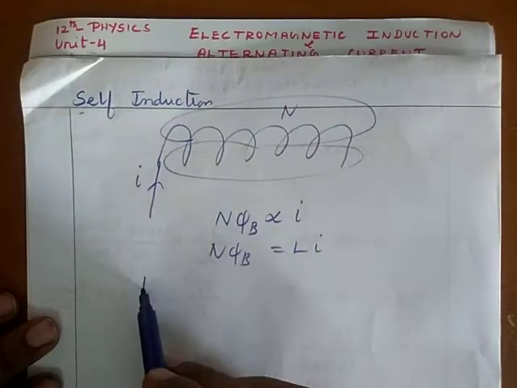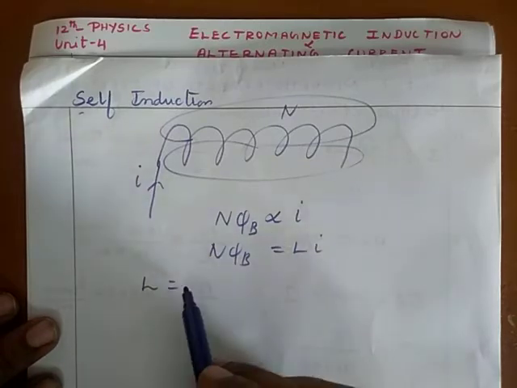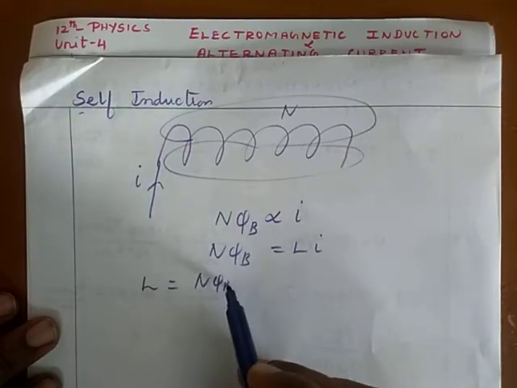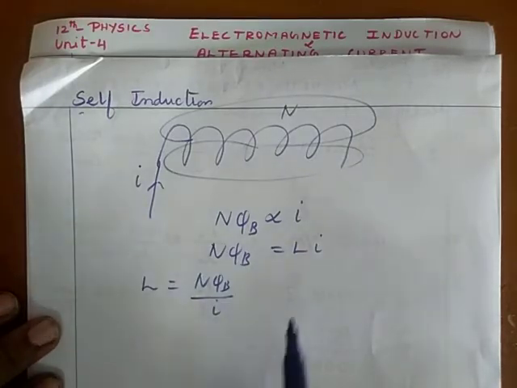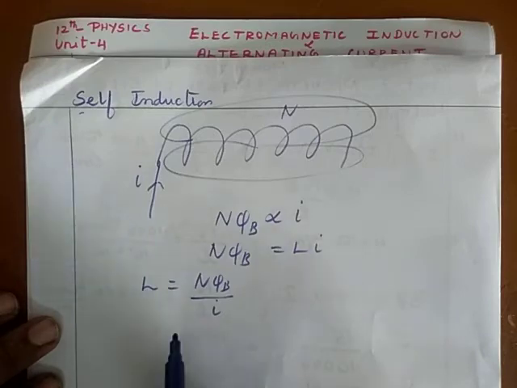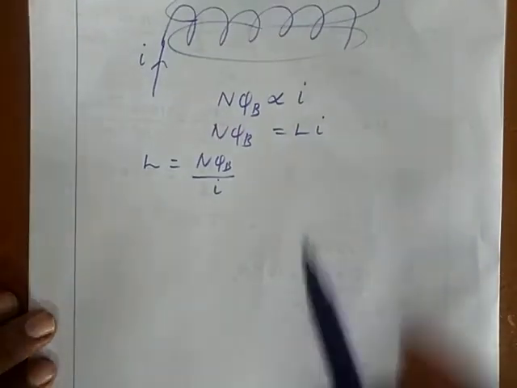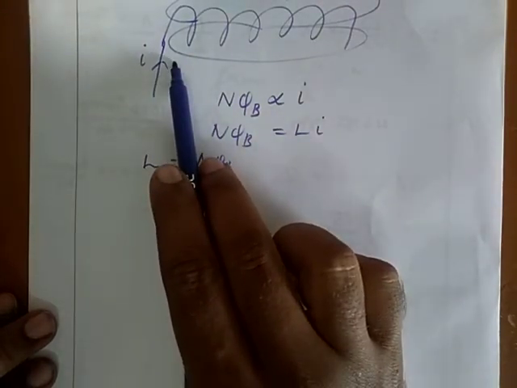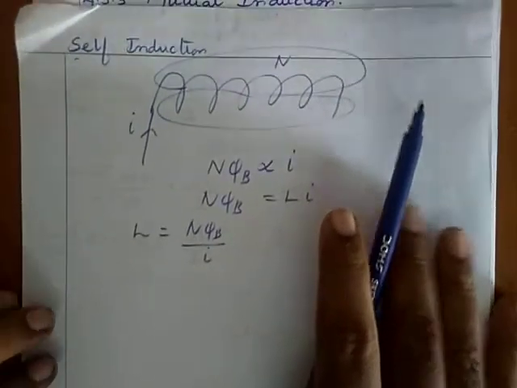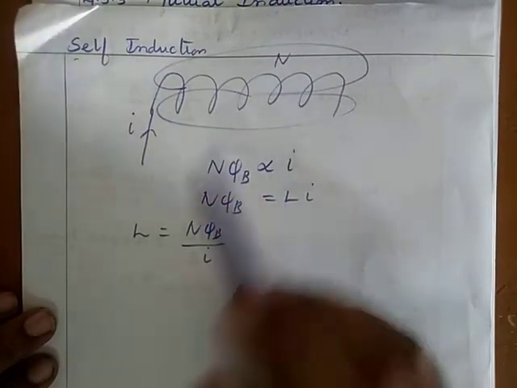Here L is the self inductance. L is equal to N phi B by I. Here L is the self inductance or coefficient of self induction. According to Faraday, if the current flowing through the coil changes, then the flux also changes. When the flux changes, it will produce an induced EMF.